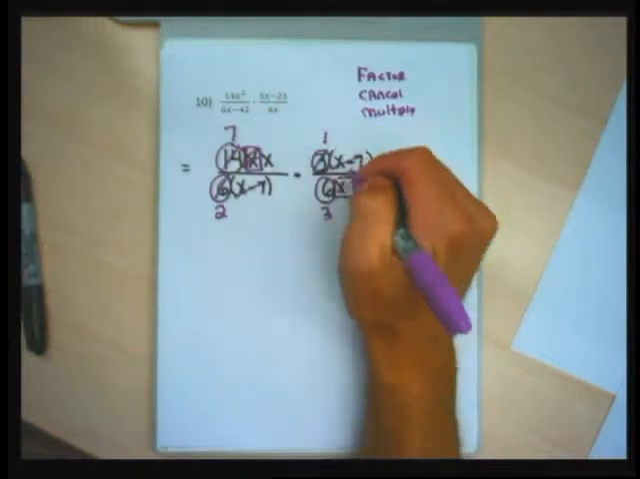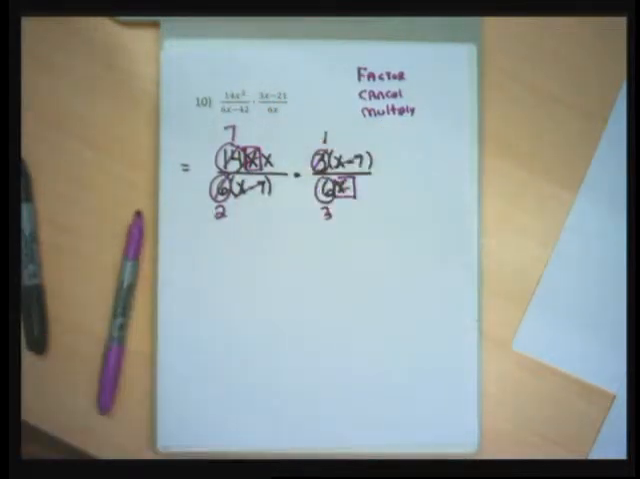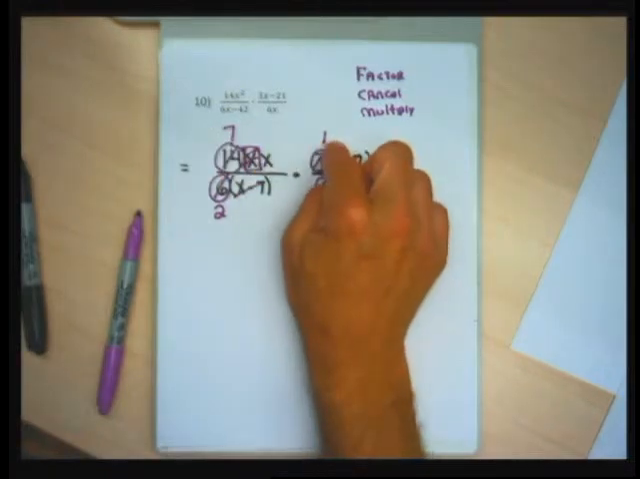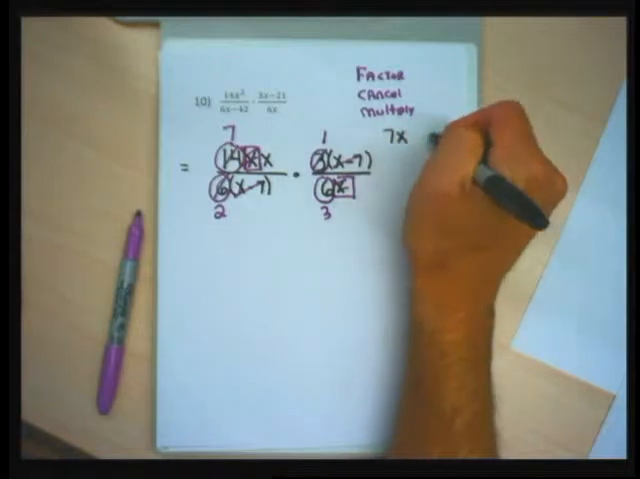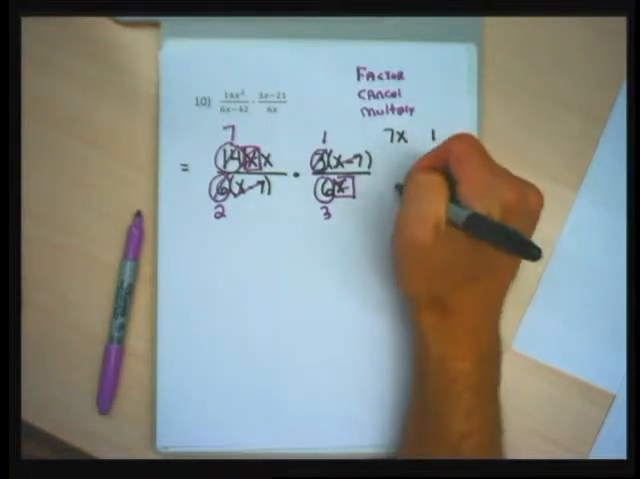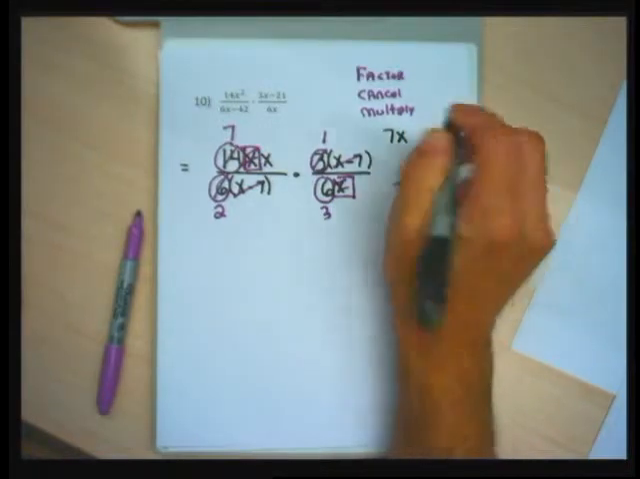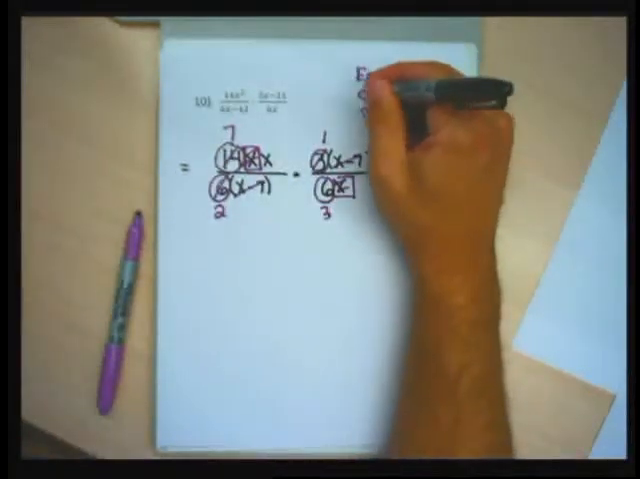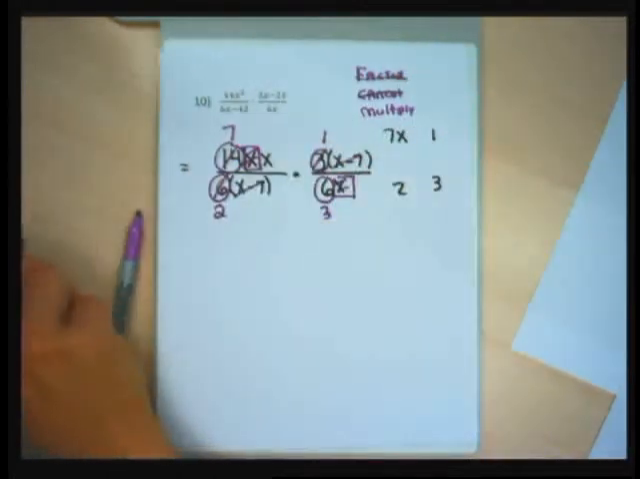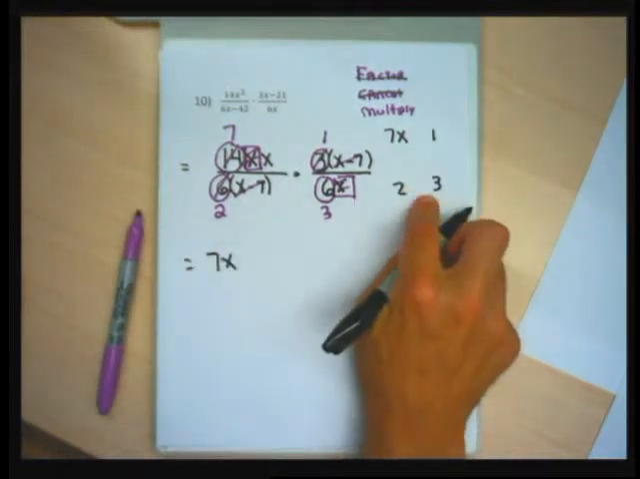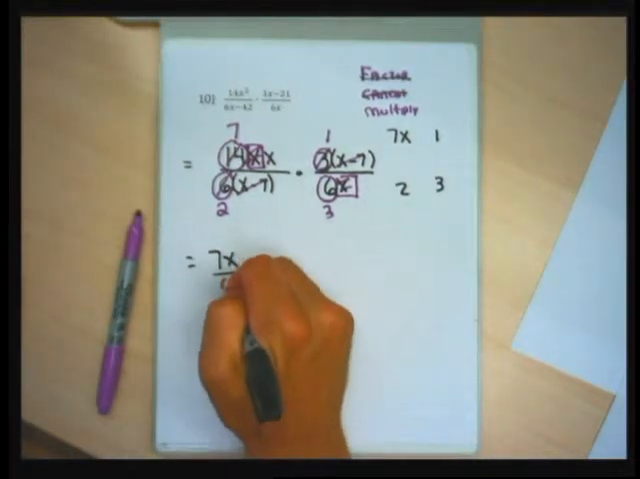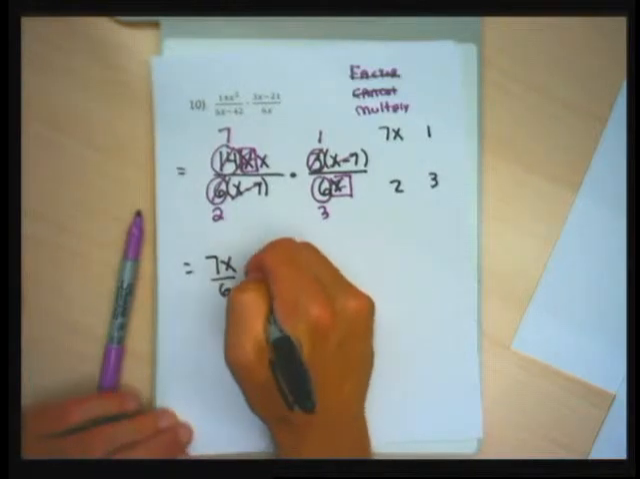So from my x squared, my x's cancel. And I'm left with a 7, an x, and a 1 in the numerator. So what I have left in the numerator is a 7, an x, and a 1. And in the denominator, what I have left is a 2 and a 3. So I've factored, I've canceled, and now I'm going to multiply. 7x times 1 is going to be 7x. 2 times 3 is going to be 6. So I claim this is my answer.